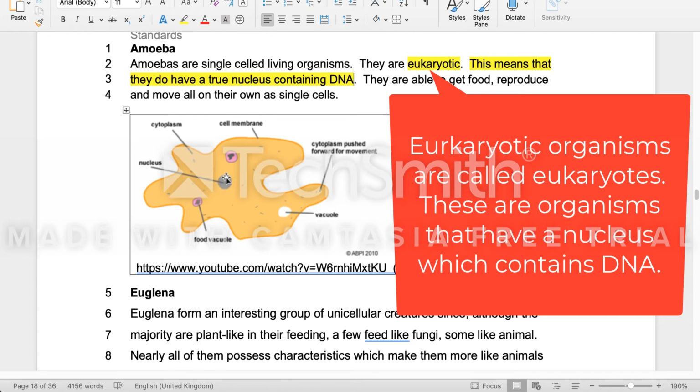Where my mouse is right now, I'm pointing at the nucleus, and the nucleus, like I said, is kind of like the brain of the cell. And all the genetic material is contained inside here. So you wouldn't find any DNA outside in the cytoplasm or in a vacuole. You'd find all the DNA inside the nucleus.